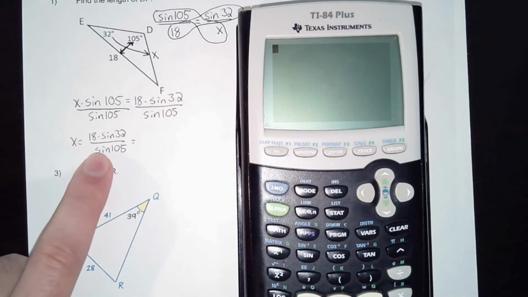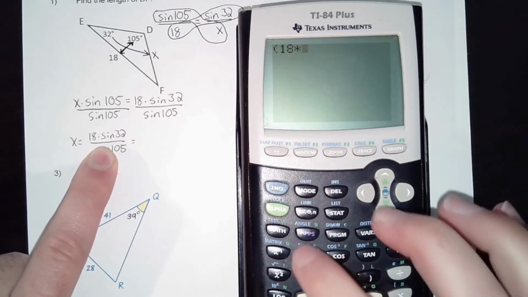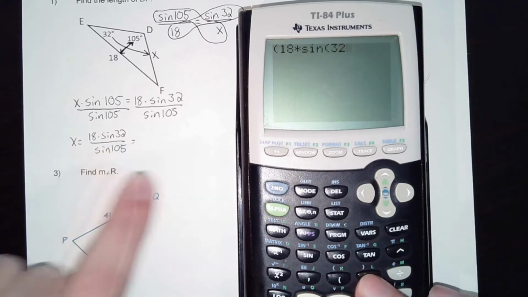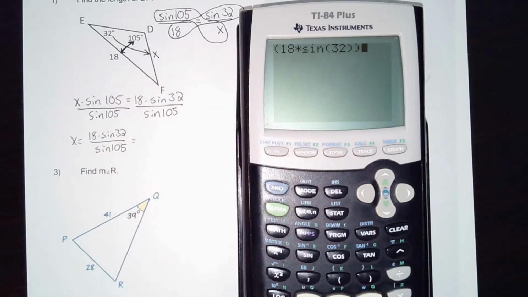So I'm going to first show you how you could type this in all at once. I want this whole top part to multiply first. So I'm going to put it in parentheses, multiply by the sine of 32. Now I have two open parentheses, so I have to close it twice. Then I divide by the sine of 105, and I close that parenthesis.